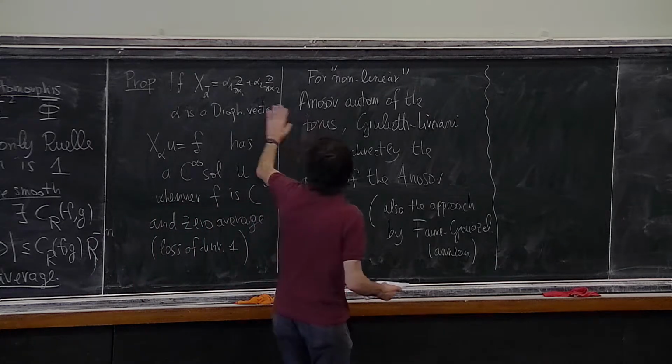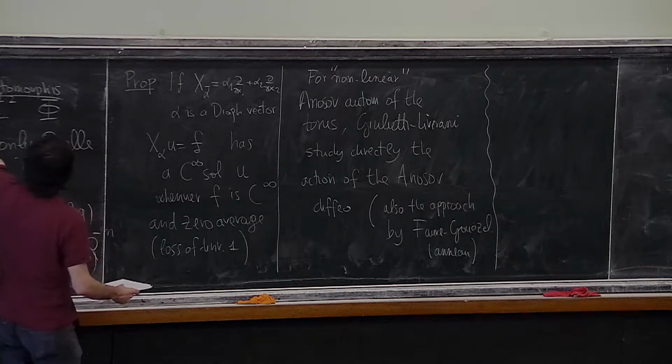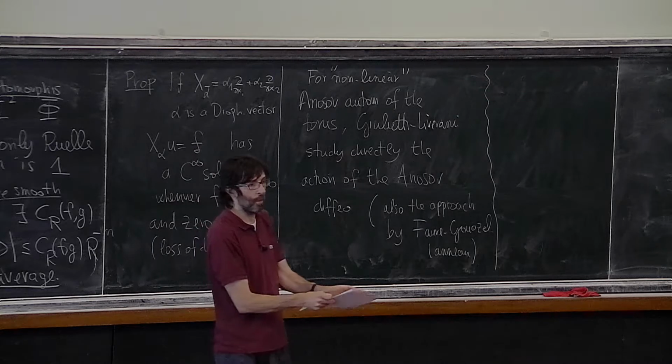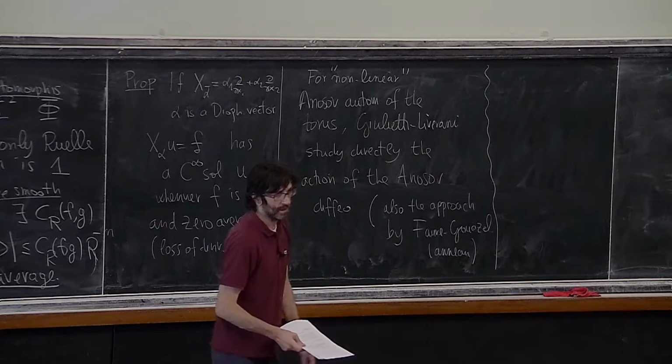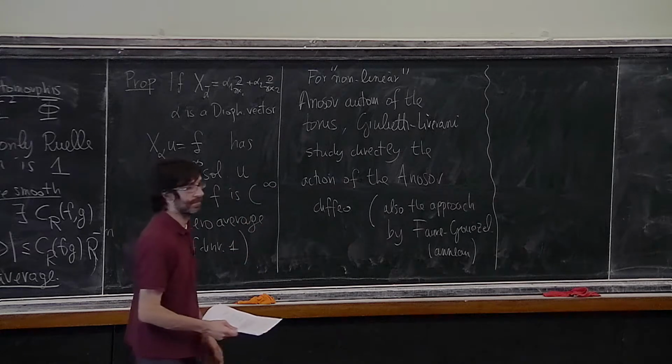So, for instance, you can take a linear hyperbolic automorphism of the torus, and you can perturb it a little bit. A small perturbation will still be Anosov, and it will be a nonlinear Anosov, and that's of course.